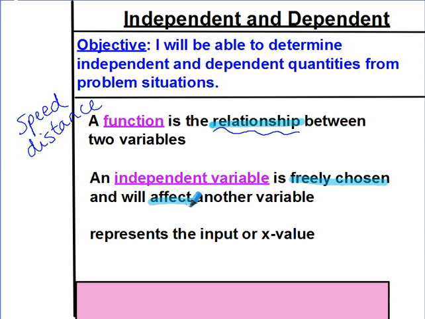Now, when we get to our equations, we're going to be using an x value to represent our independent variables. Sometimes we'll even use this word input for the independent variable. But that should be pretty easy to remember because of the two letters that are at the beginning of both words. The independent variable is the input. So again, the independent variable is the one that you get to choose and it affects the other variable.